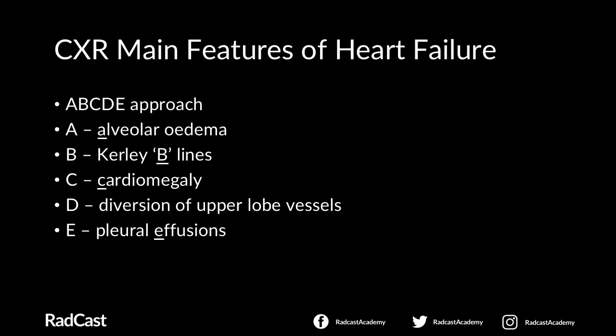Now though, back to the humble chest x-ray, and I'll go through the main hallmarks of heart failure that can be visualised on a chest x-ray. This follows a simple A to E mnemonic approach, but like in almost all mnemonics in medicine, the key letter isn't actually always in the first word. So, A stands for alveolar edema, B stands for Kerley B lines, C stands for cardiomegaly, D stands for diversion of upper lobe vessels, and E stands for pleural effusions.